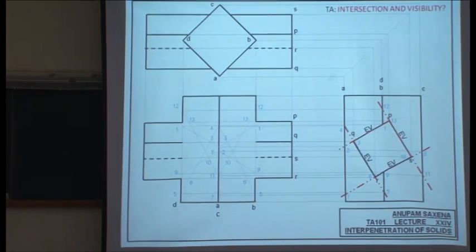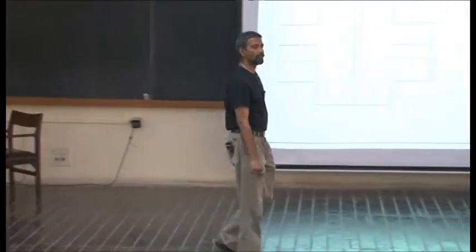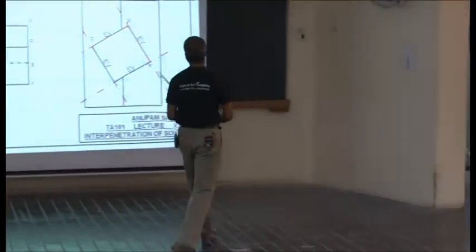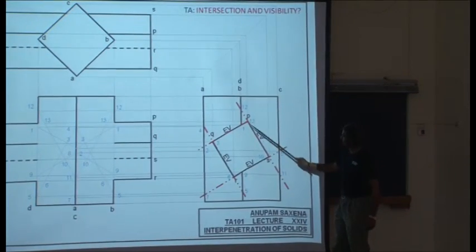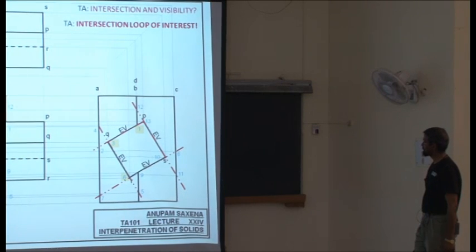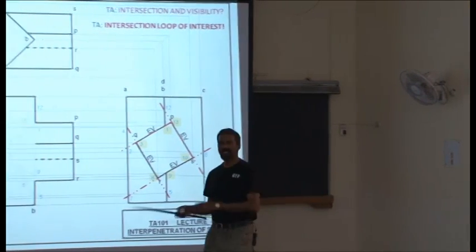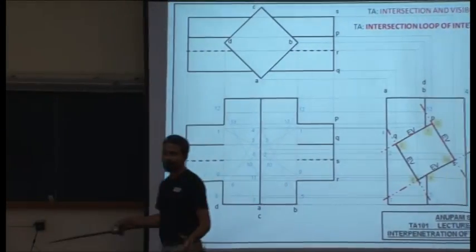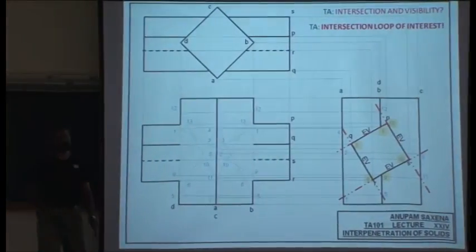Once you have identified these intersection points, now you need to connect them. Which ones of these will be real, which ones of these will not be real? All those points which lie on the horizontal prism, for example 1, 3, 6, 9, 10 and 13, they will be real intersection points. Number 1, number 3, number 6, number 9, 10 and 13. Once you identify the loop, the connectivity, you can connect the dots in the front view.